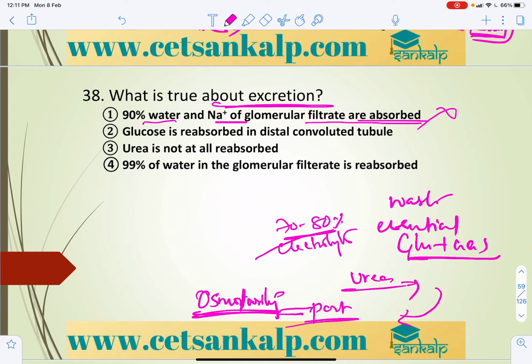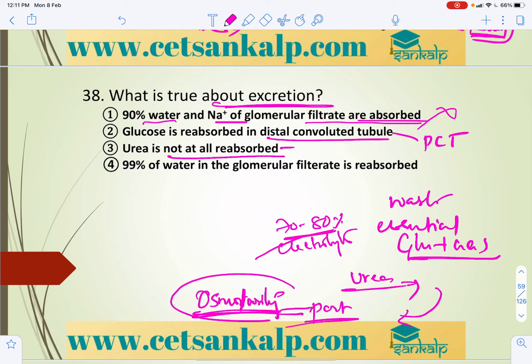Next, glucose is reabsorbed in the distal convoluted tubule. No, as we discussed, after ultrafiltration, tubular reabsorption takes place in the PCT. Urea is not at all reabsorbed? No, it is reabsorbed, as I mentioned, to maintain the osmolarity of the medullary interstitium. So there it will be reabsorbed.